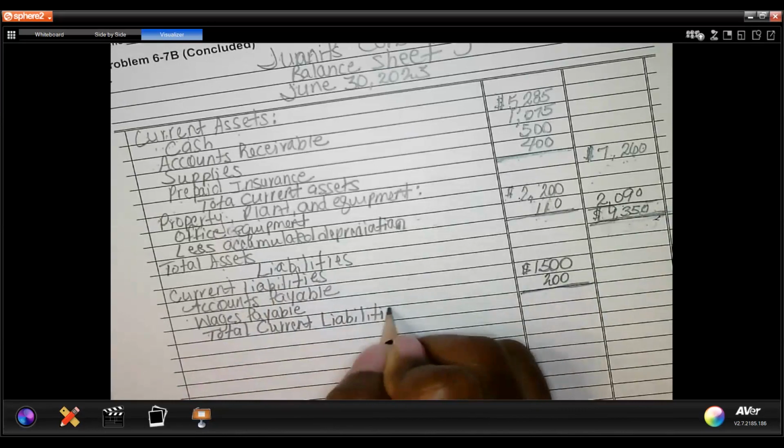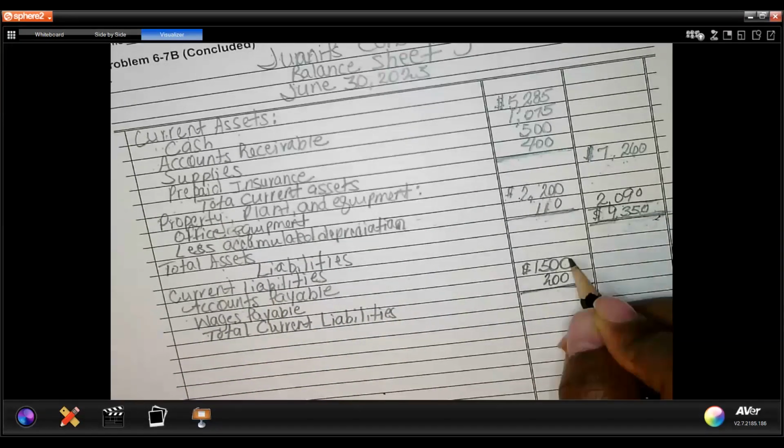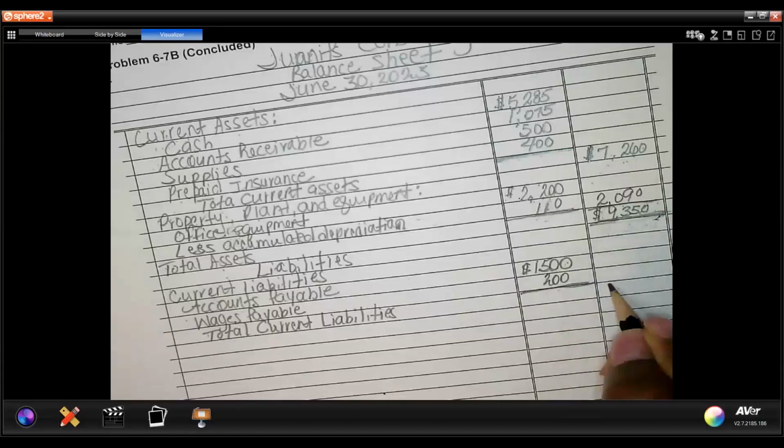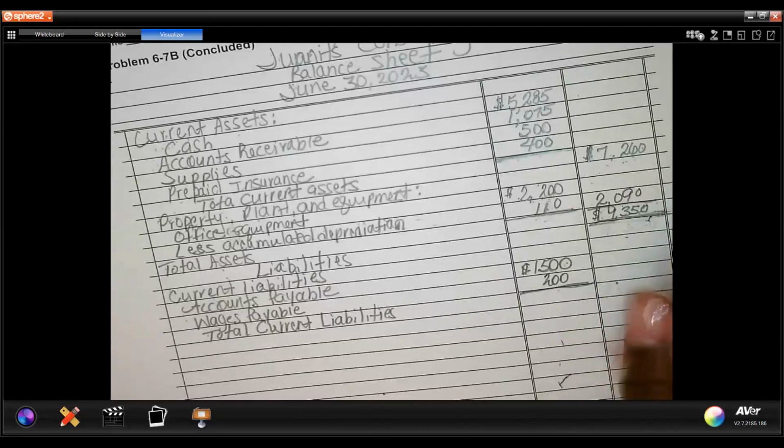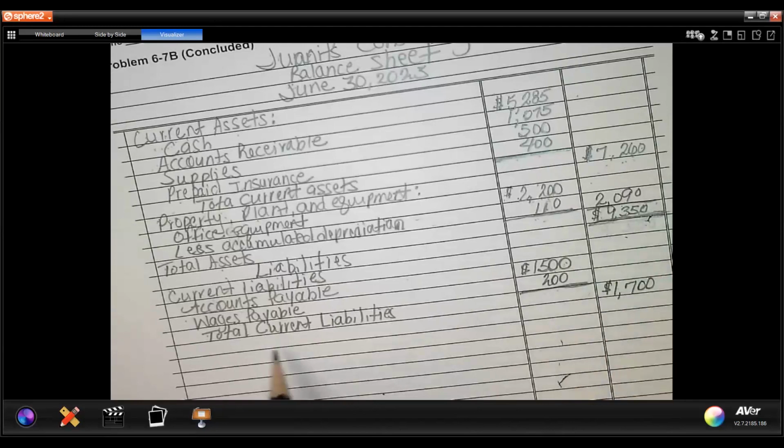Our total current liabilities, we're going to record that on the right side. We're going to add up these totals for our current liabilities, and that total is going to be $1,700. And again, let's make sure we put our dollar sign here because it's a balance, a total. So $1,700. It's going to be the total for our current liabilities.